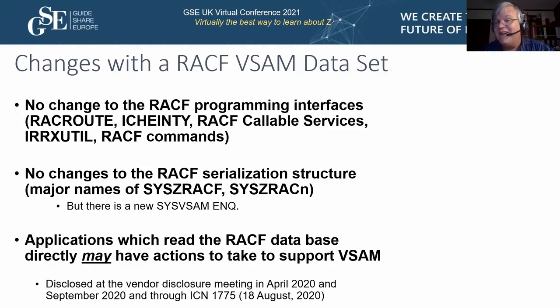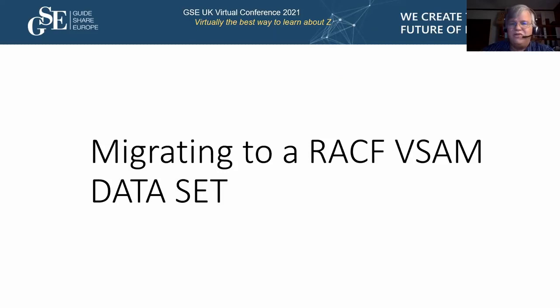It turns out that mechanism to test was to create the RACF VSAM data set, or a VSAM data set that would be your RACF VSAM data set, and do an IDCAMS REPRO into it. That's it. So a lot of the vendors who were interested in that got on board. We had an ICN, an IBM change notification, 1775, go out in August. And as far as I know, the vendors have done their testing and life is good from that viewpoint.